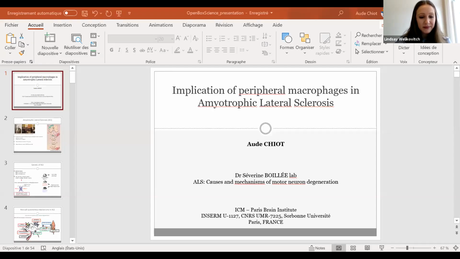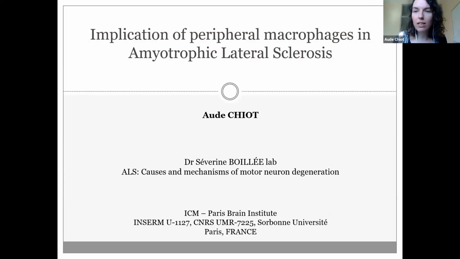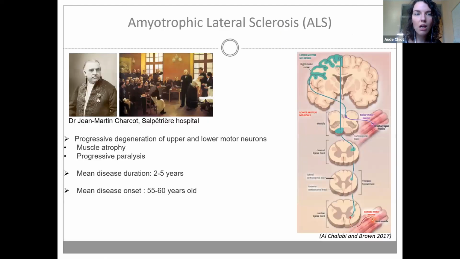Thank you. Can you see it well? Perfect. Great. So hi everyone. I'm really honored to have been invited to present this data. I did this project in Severin Bois's lab when I was a PhD student at the Price Brain Institute, and it was about the implication of peripheral macrophages in amyotrophic lateral sclerosis.